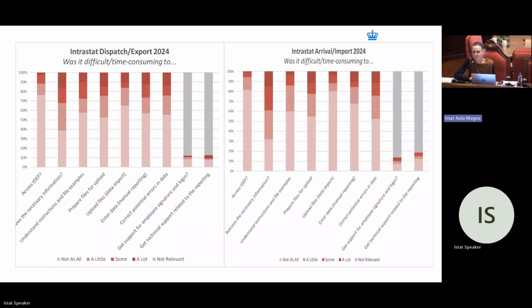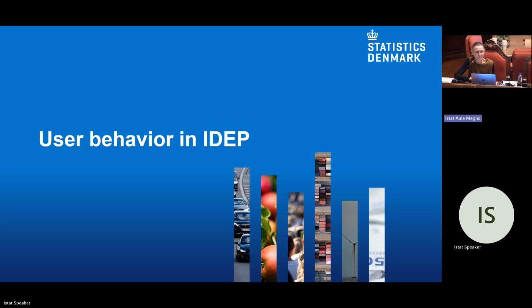And this is sort of an overview of the user evaluation. You can't see that, but the ones that are sort of reddest are the worst ones, and that would be retrieving information, correcting data if they're wrong, and preparing files. And it's the same for export and import, which we have here.